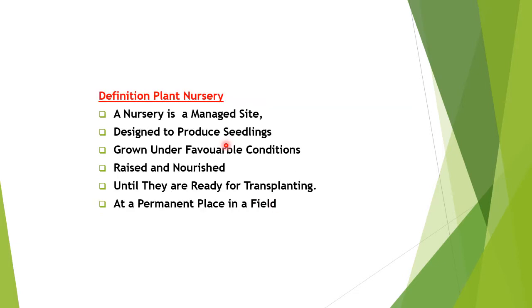Or we can also define nursery is a managed site designed to produce seedlings grown under favorable conditions, raised and nourished until they are ready for transplanting at a permanent place in a field. So as the word suggests, you are raising a plant, nourishing a plant as a seedling, and then you are selling it to be transplanted elsewhere permanently in a field.